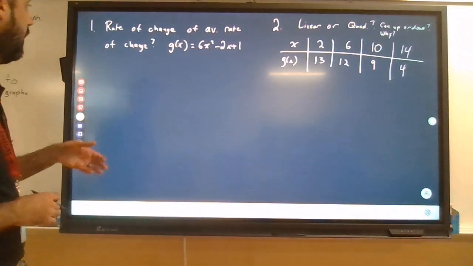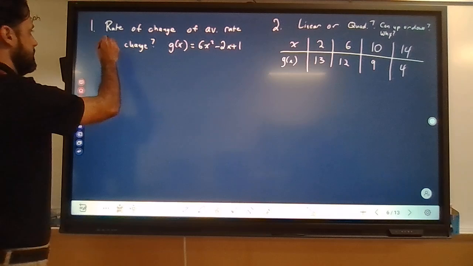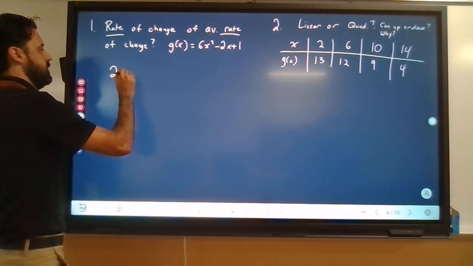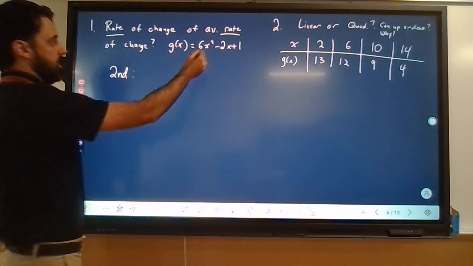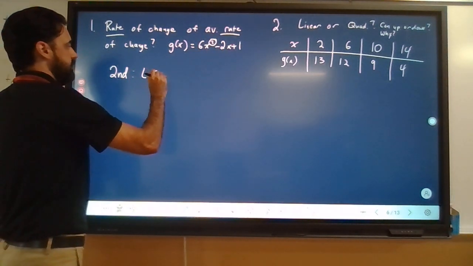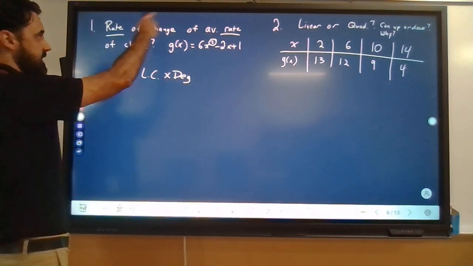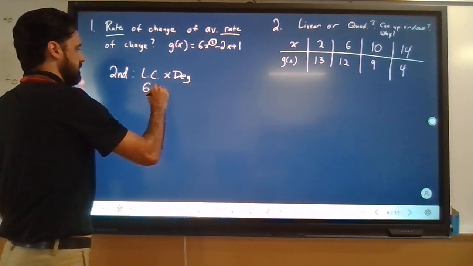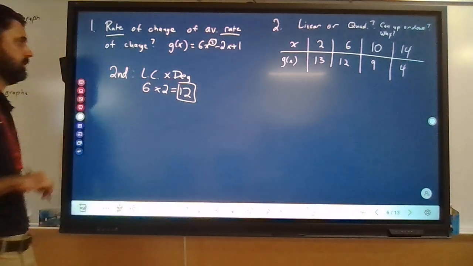All right. So number one, we're looking for the rate of change of the average rate of change. So I see the word rate twice, and so we're looking for the second rate of change of a quadratic. For a quadratic function, I know it's quadratic because of the x squared, all we have to do is multiply the leading coefficient by the degree to find the rate that the average rate of change is changing. Our leading coefficient is 6, our degree is 2. 6 times 2 is going to give us 12. So that's all we have to do on number one right there.